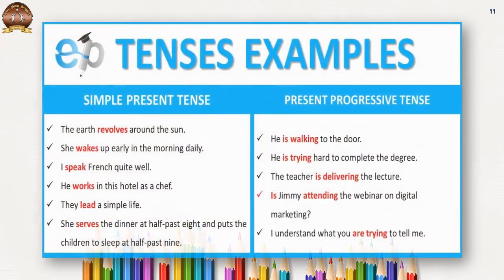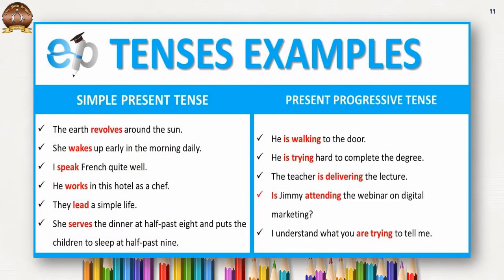Okay, now these are a few examples of simple present tense and present progressive tense. You can go through them as well.